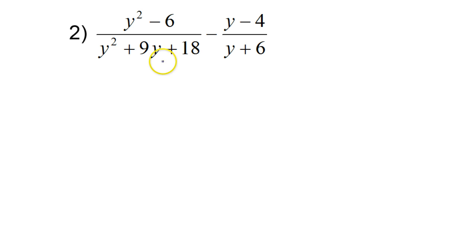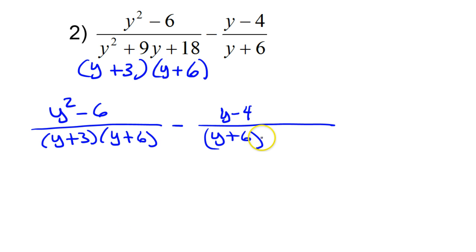Now, problem number 2 is a bit more complicated because the denominators are not the same. So what I need to do is make them be the same. And I can do that by adding additional factors to either side to make them the same. But first, let's factor and see what we have. So this trinomial looks like the type of thing that will factor. So let's see, y squared is y times y. 18 could be 3 times 6. And if I make them both addition, that will give me 9 in the middle.